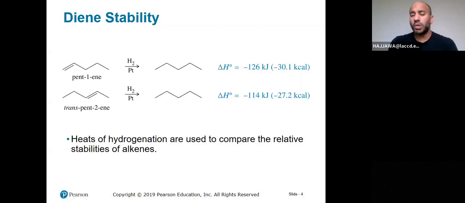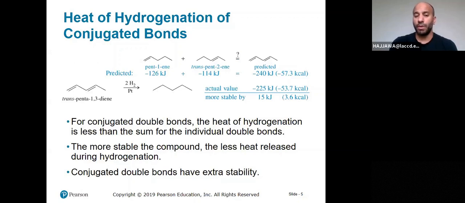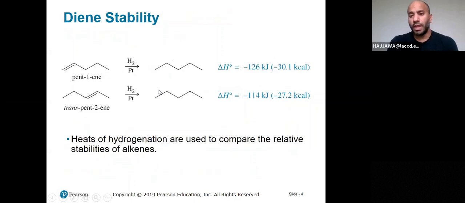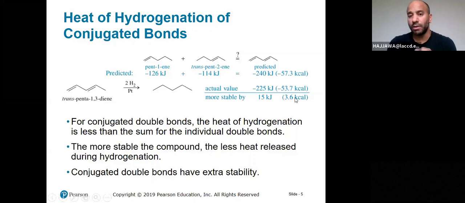If I combine the two alkenes in one system, having this diene, I would assume that I will get the total of these two, which is 126 and 114. Add them up, and you would expect 240 kilojoules to be released in this reaction. But what's released instead is 225 kilojoules.